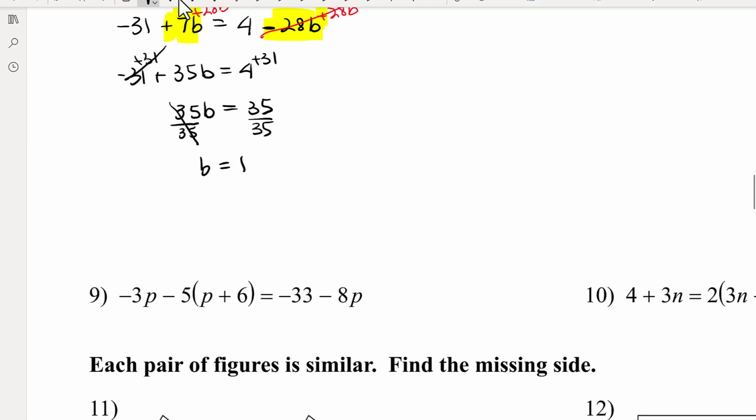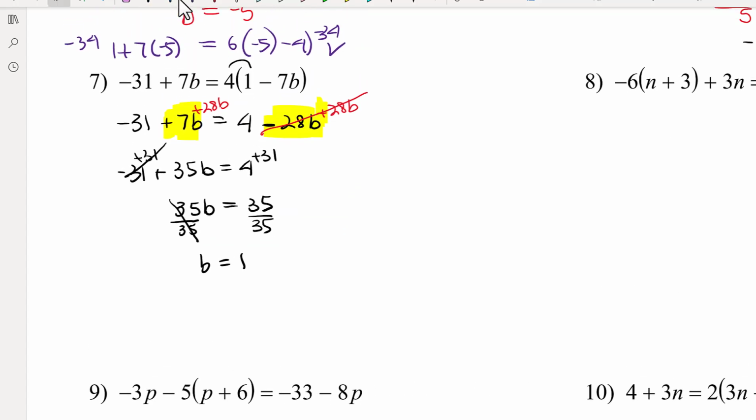And then try that last one on your own. And then I'm going to end this video, and then we're going to do the special cases with a multi-step.